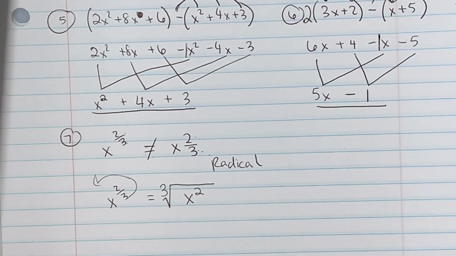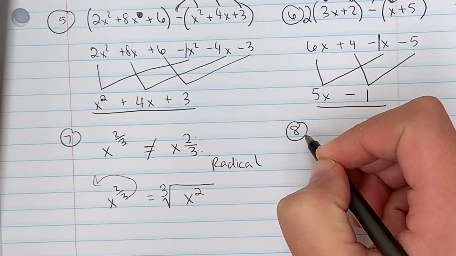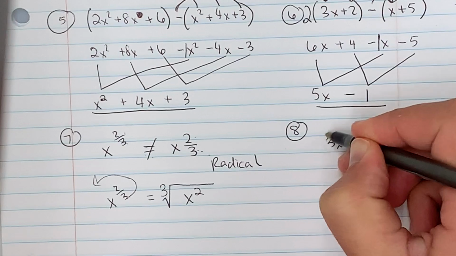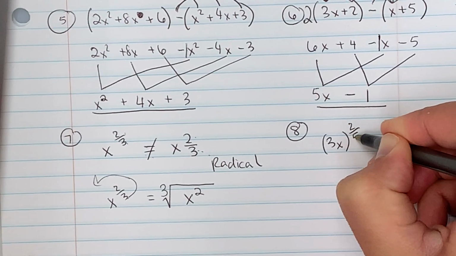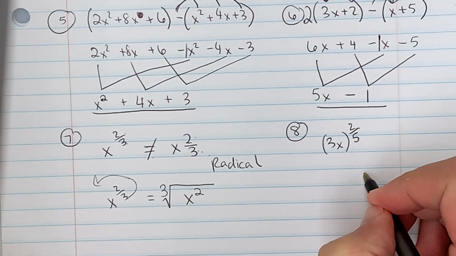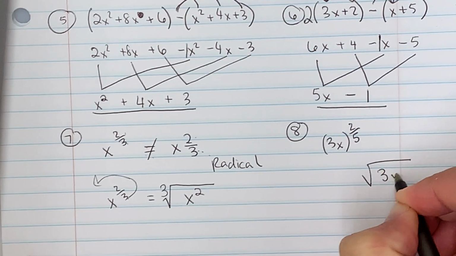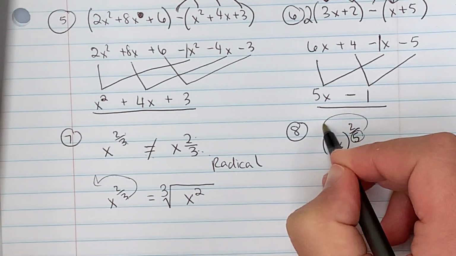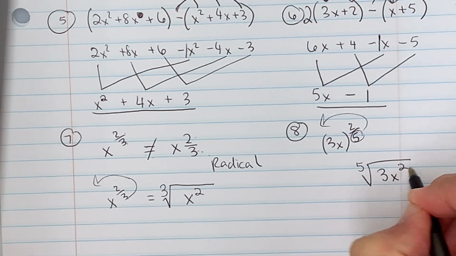Let's look at another one. So if I had, let's take a look, 3x to the 2/5. Well, again, we're going to draw our radical sign. The 3x is going to go inside the radical. The 5's on the bottom, right? So it's going to come out and around. And that 2 stays with it.